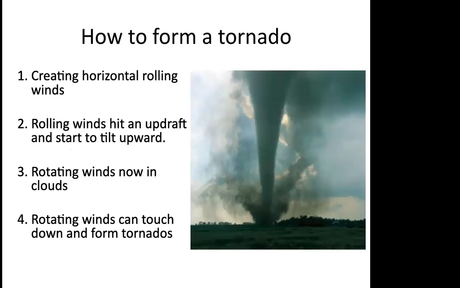So how to form a tornado? The first thing you have to do is create horizontal rolling winds. The rolling winds hit an updraft and start to tilt upward. Then the rotating winds are now in clouds. So that's what you start to see. And then they can touch down and form a tornado.